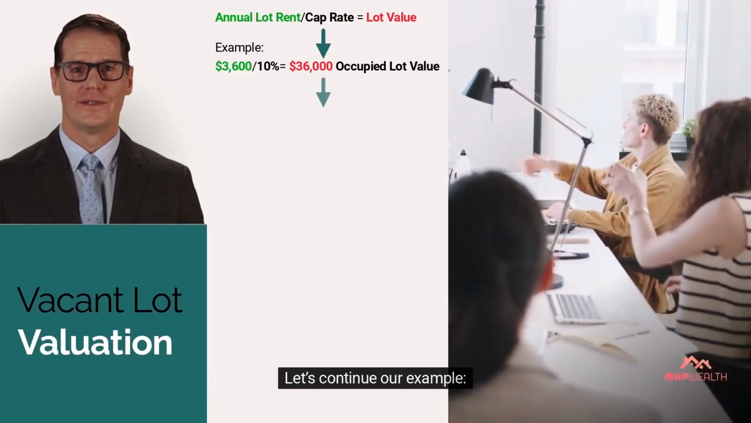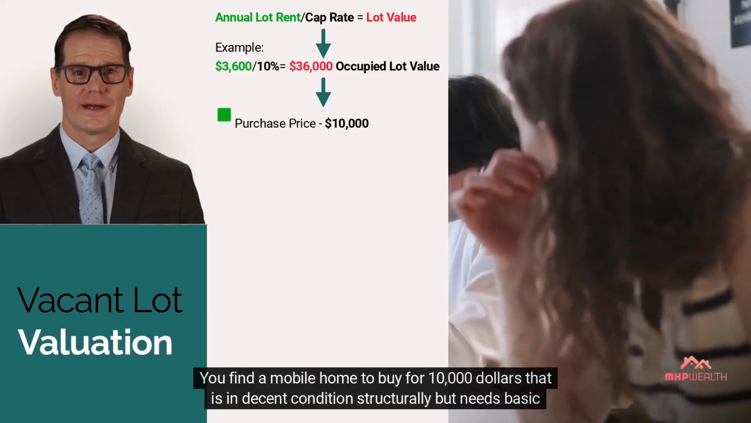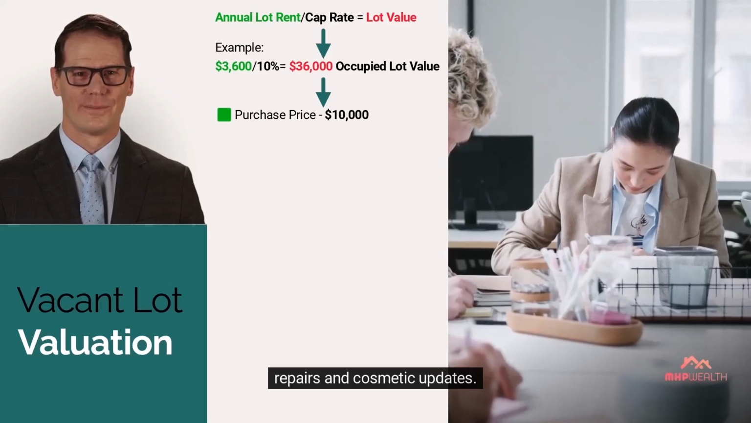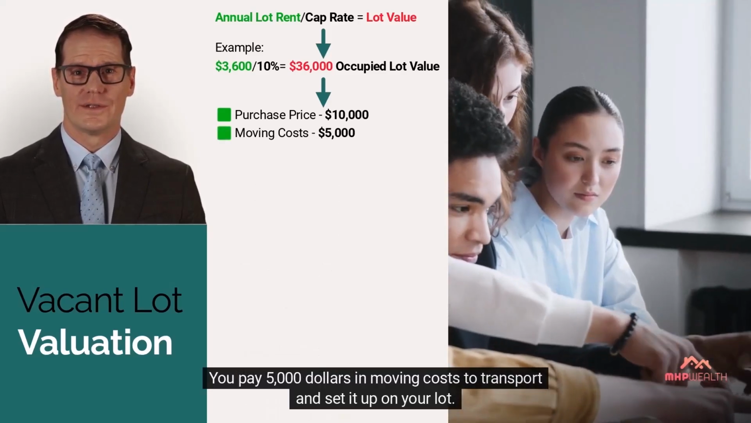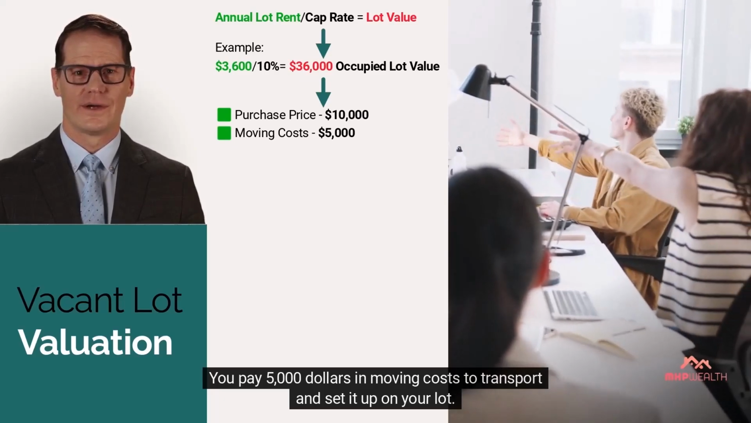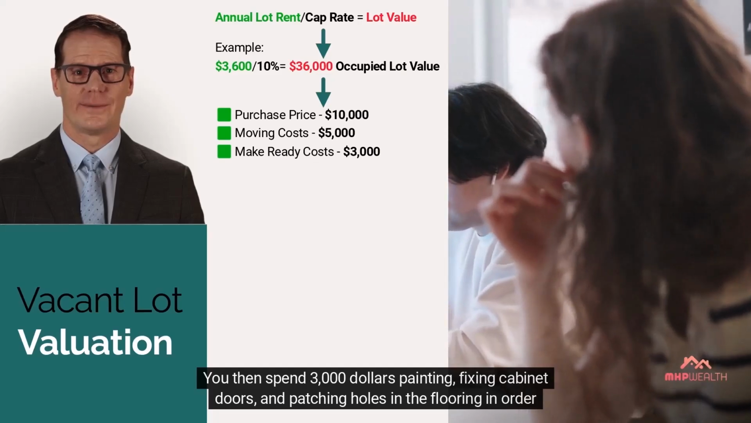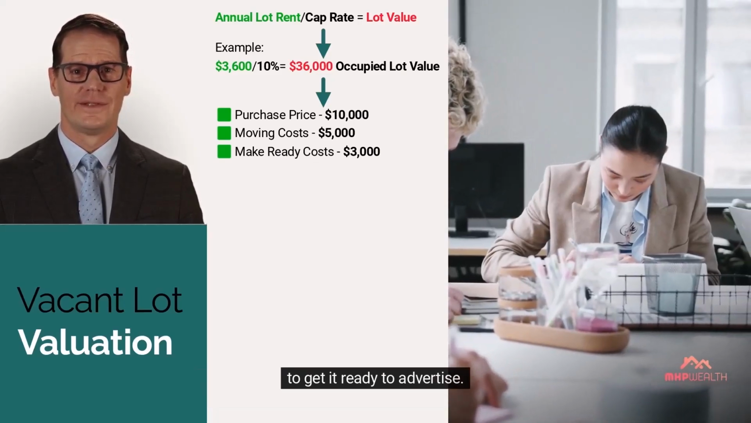Let's continue our example. You find a mobile home to buy for $10,000 that is in decent condition structurally, but needs basic repairs and cosmetic updates. You pay $5,000 in moving costs to transport and set it up on your lot. You then spend $3,000 painting, fixing cabinet doors, and patching holes in the flooring in order to get it ready to advertise.